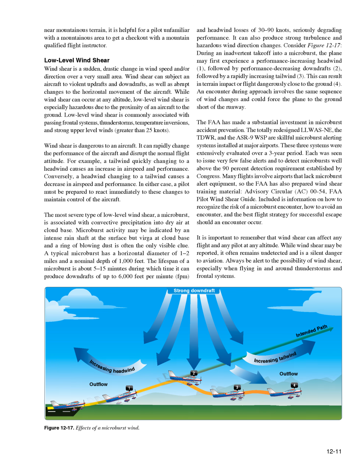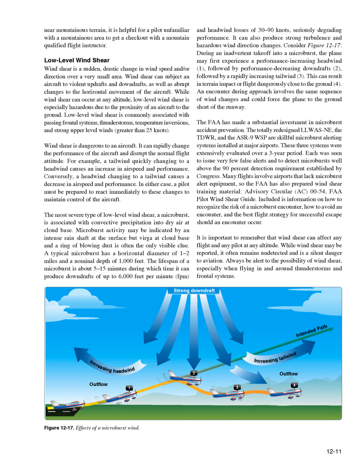Wind shear is dangerous to an aircraft. It can rapidly change the performance of the aircraft and disrupt the normal flight attitude. For example, a tailwind quickly changing to a headwind causes an increase in airspeed and performance. Conversely, a headwind changing to a tailwind causes a decrease in airspeed and performance. In either case, a pilot must be prepared to react immediately to these changes to maintain control of the aircraft.